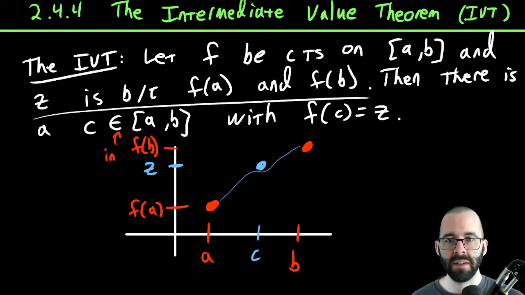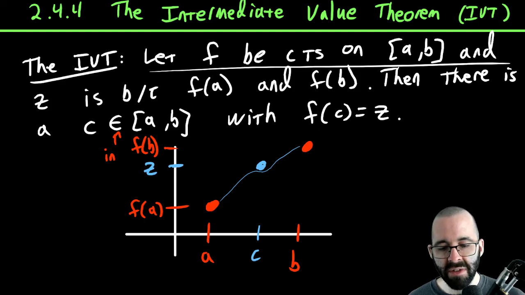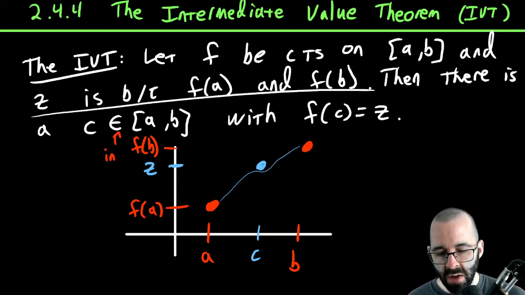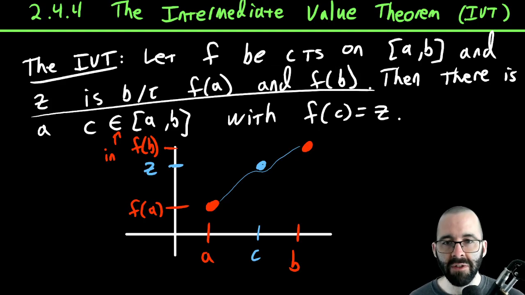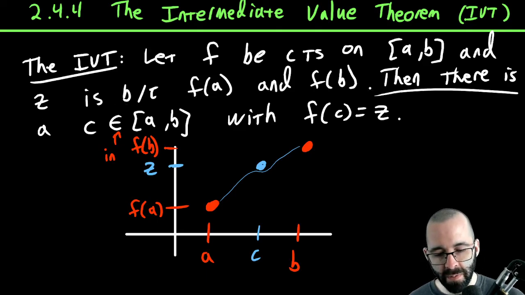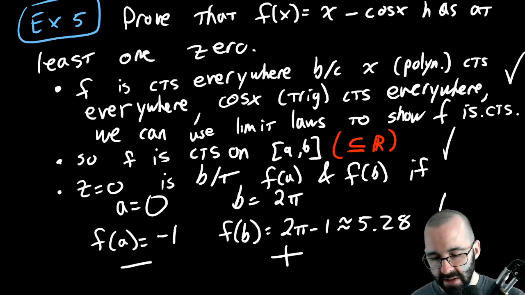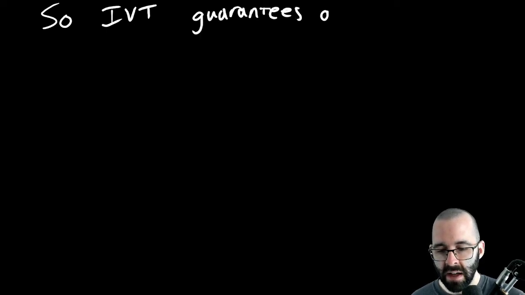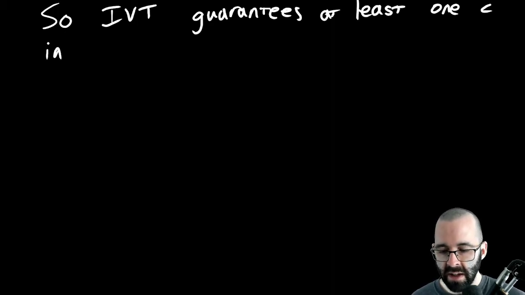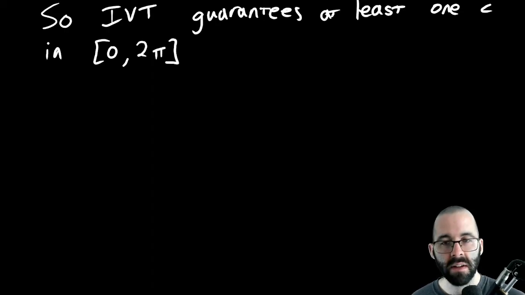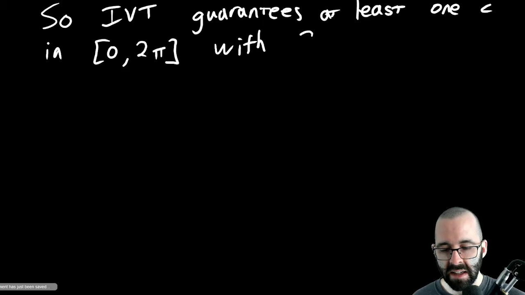Oh, we're done. Right? We showed that f is continuous on the closed interval. We showed that 0 is between f of a and f of b. So boom, IVT immediately gets us the rest. All right, so that's how we end. So IVT guarantees at least one c value in the interval from 0 to 2 pi with f of c equaling 0.